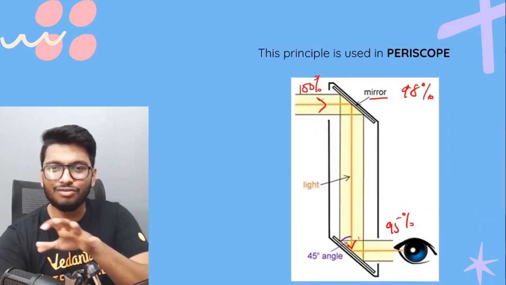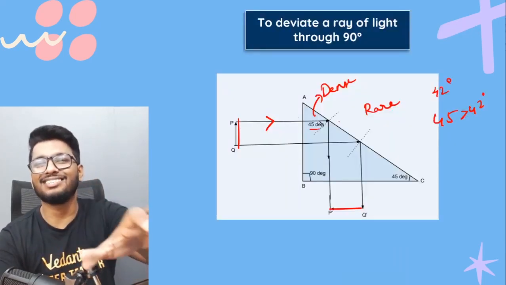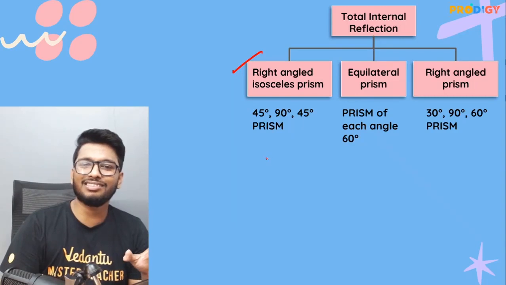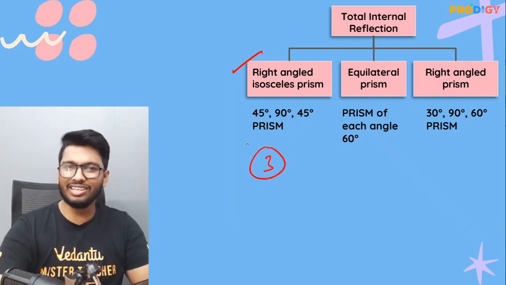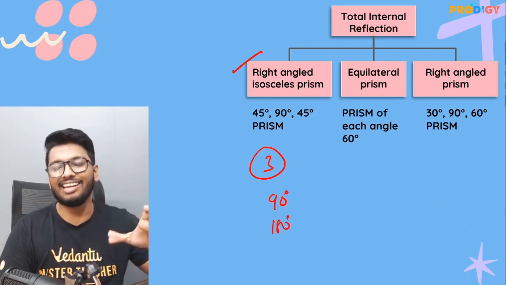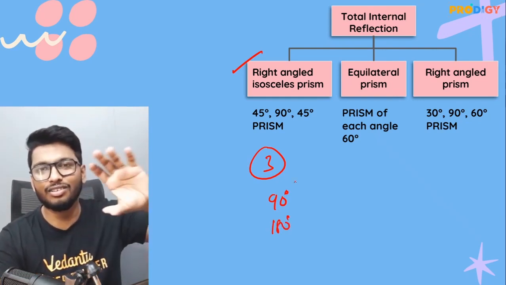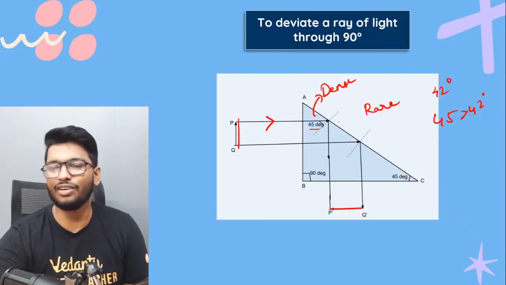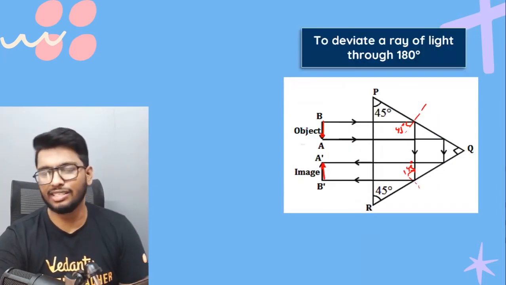So basically, guys, you have three applications for one particular prism: to deviate the light by 90 degrees, to deviate the light by 180 degrees, and to invert the object without any deviation. For that also we use this particular prism.